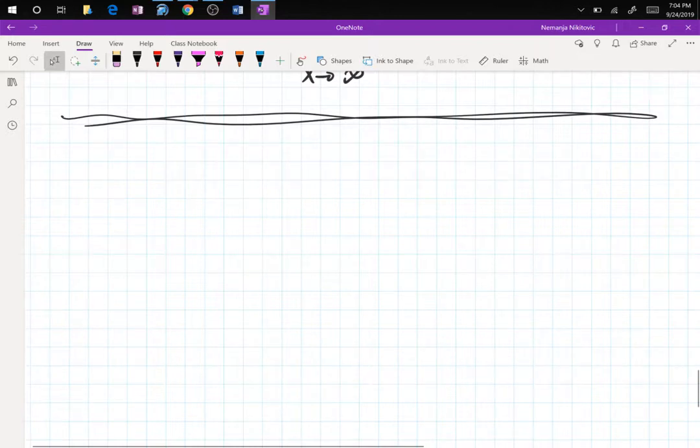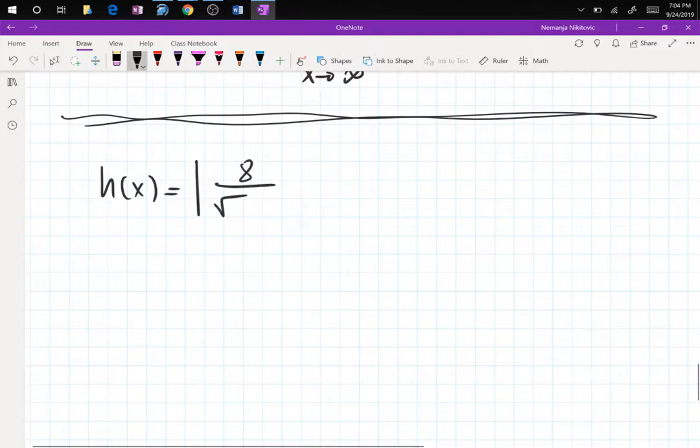Homework. Beautiful. h of x is the absolute value of 8 over square root of x minus 2. Use the continuity of the absolute value function to determine whether the following function is continuous. Select the correct choice below. Yeah, I just want to go through the steps. Okay. All right. So now, what do we do with this?